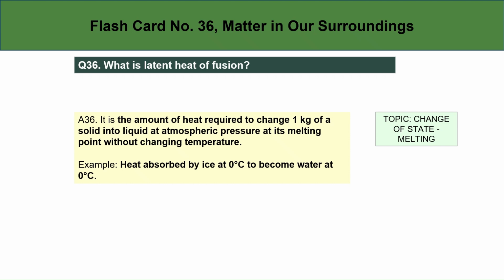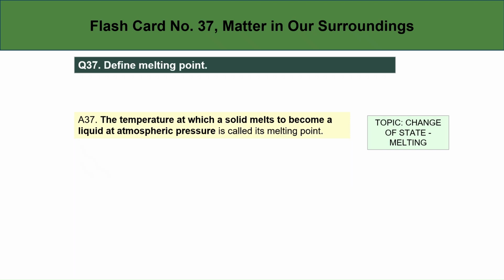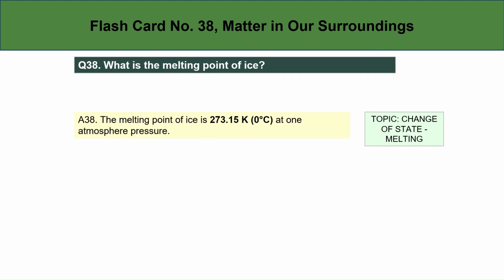Example: heat absorbed by ice at 0 degrees Celsius to become water at 0 degrees Celsius. Next. Define melting point. The temperature at which a solid melts to become a liquid at atmospheric pressure is called melting point. Example time. What is the melting point of ice? The melting point of ice is 273.15 Kelvin, that is 0 degrees Celsius at 1 atmospheric pressure.